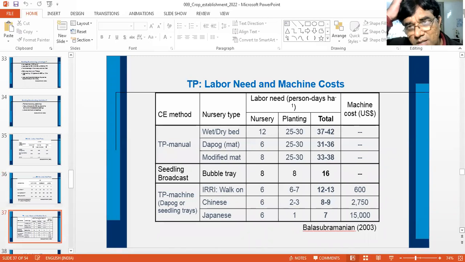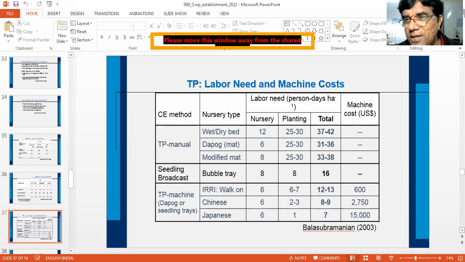Now see, this is some more analysis, economic analysis. You can see labor need and machine costs. C method means crop establishment method, then nursery type, and labor need for nursery raising and planting, and total labor requirement. And the last column, you have machine cost. When you go for manual transplanting, there is no need for any machine cost. First is your wet or dry bed. When you go for wet or dry bed nursery preparation, you need 12 labors. Total number of labor is 12. However, for planting, you may require 25 to 30, or more than 30 was also there.